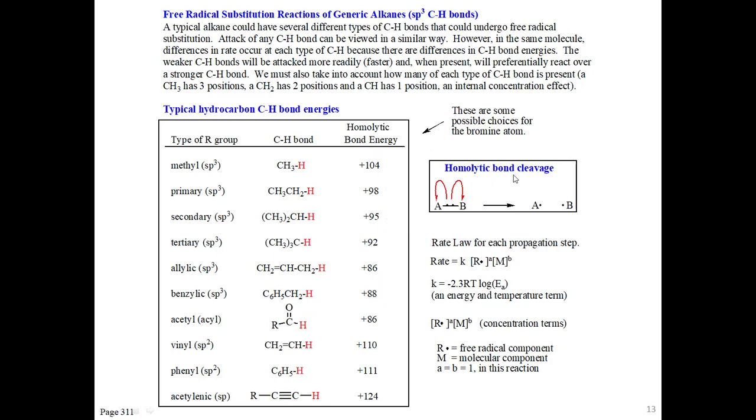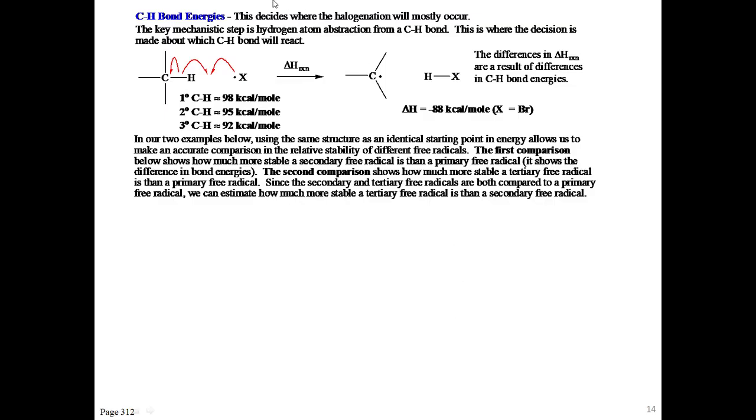All right, so remember, homolytic, each guy gets an electron. A gets one and B gets one. And so that's what we're looking at over here. Always one of our atoms here is an H, and then the other part, say the A part, is the carbon. So we won't worry too much about this. Okay, CH bond energies, that's the choice that has to be made.